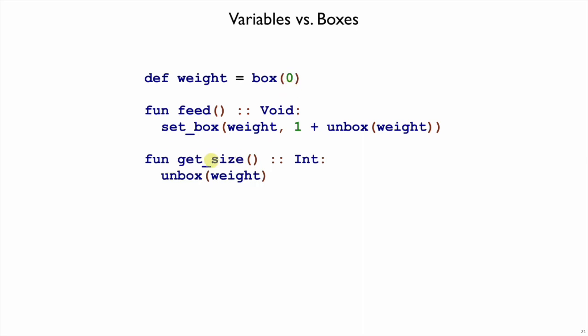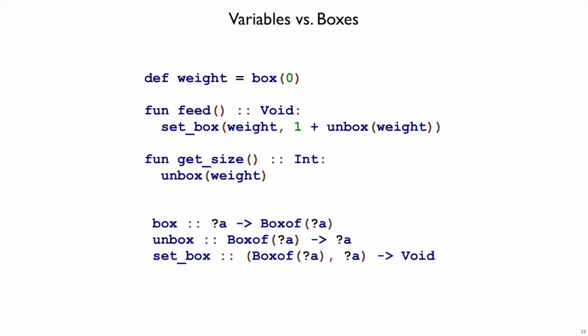That is, the value that's inside this box will change. Get size now, instead of just returning weight, uses unbox to get the value out of that box, while feed uses unbox to get the current value, adds 1 to it, and then installs that increased number as the current value of weight using setBox. That is, we have new functions box, unbox, and setBox in Shplait.